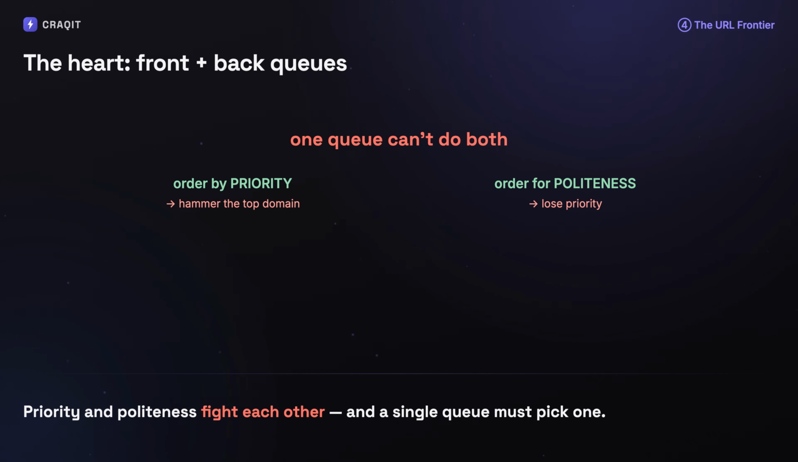If you order the queue purely by priority, then a single high-priority domain with 1 million URLs sits at the front and you hammer it. Politeness, broken. If you order it to spread domains out for politeness, you can no longer pull the most important pages first. Priority, broken. 1 queue, 2 goals, and they're mutually exclusive.